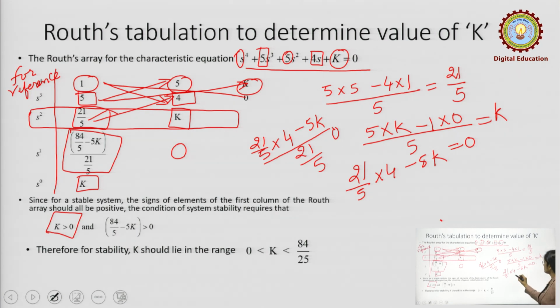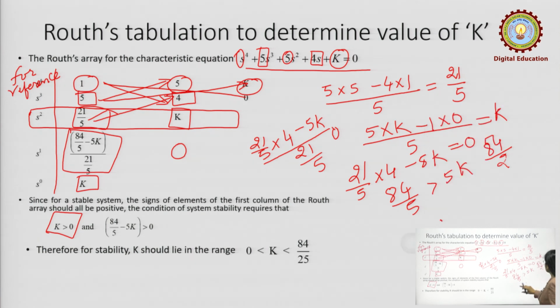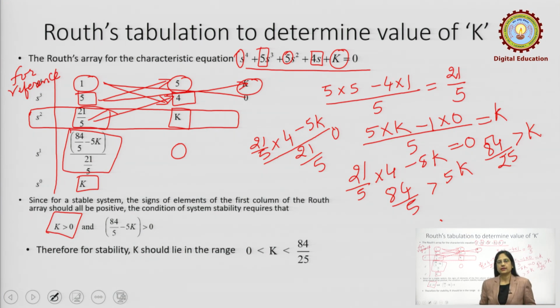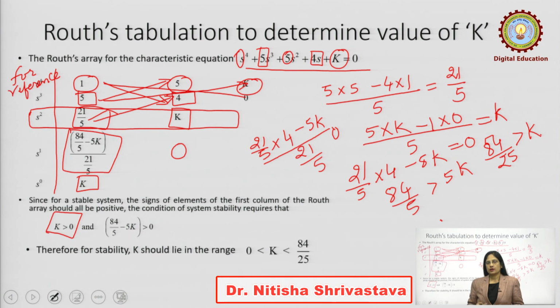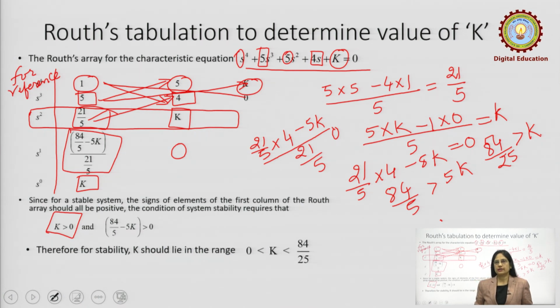So, we can work out the value of k for that. It is 84 by 5 should be greater than 5 k, that is 84 by 25 should be greater than k, or we can say that k should be less than 84 by 25. So, checking the first column elements as related to the Routh Hurwitz criterion, all the values should be positive for the system to remain stable.